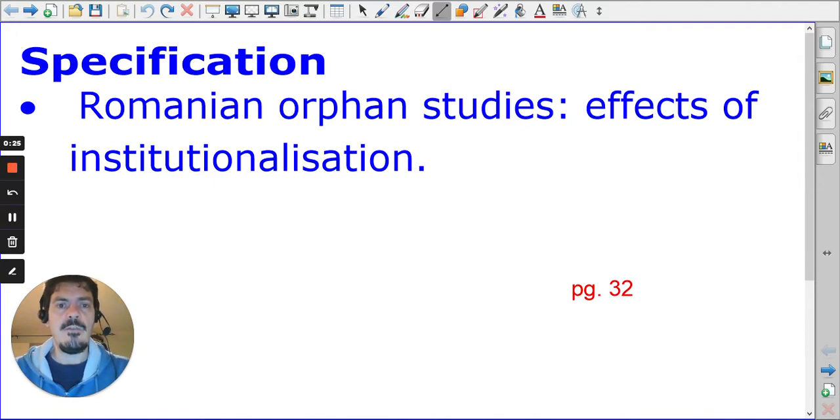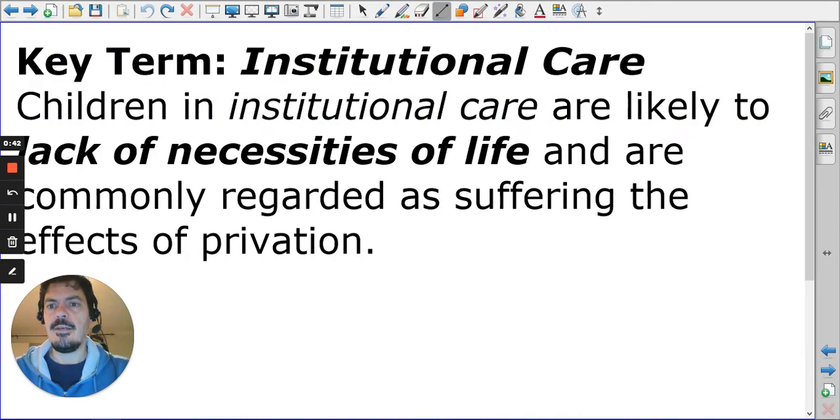Then I'm going to give you a few other versions of this, and then have a separate section on the effects of institutionalization. However, during this video, you can see during the Rutter study that you will be able to see the effects of institutionalization in that. So let's start with a few terms.